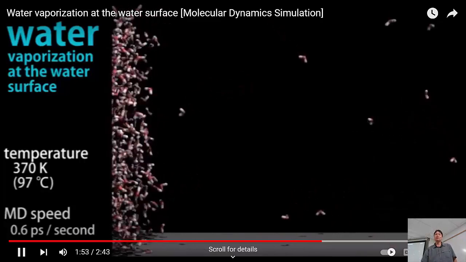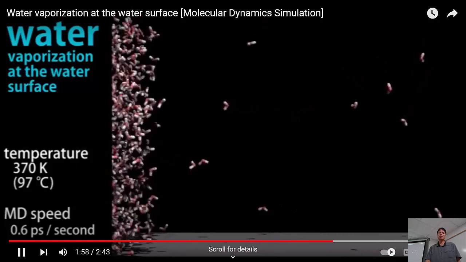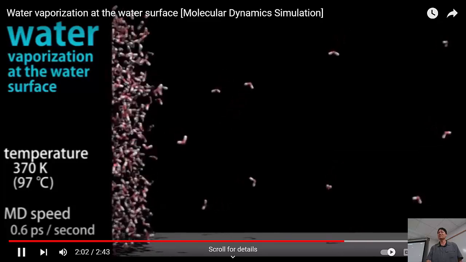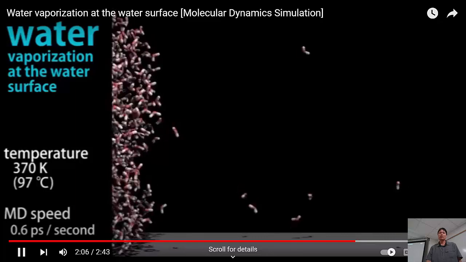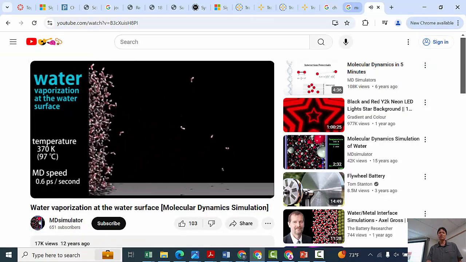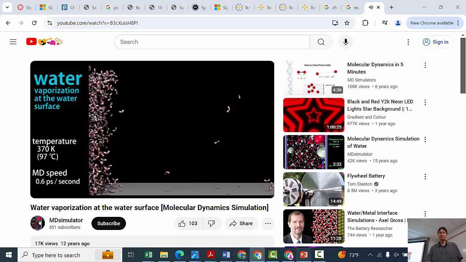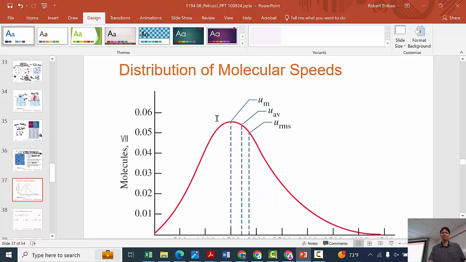But one thing you notice is, are all the gas particles moving at the same speed? You see that some are moving fast, some are moving slow. And what we have here is a distribution of energy. Now, ideal gas only has one type of energy. So, what kind of distribution do we have? A Maxwell-Boltzmann distribution.